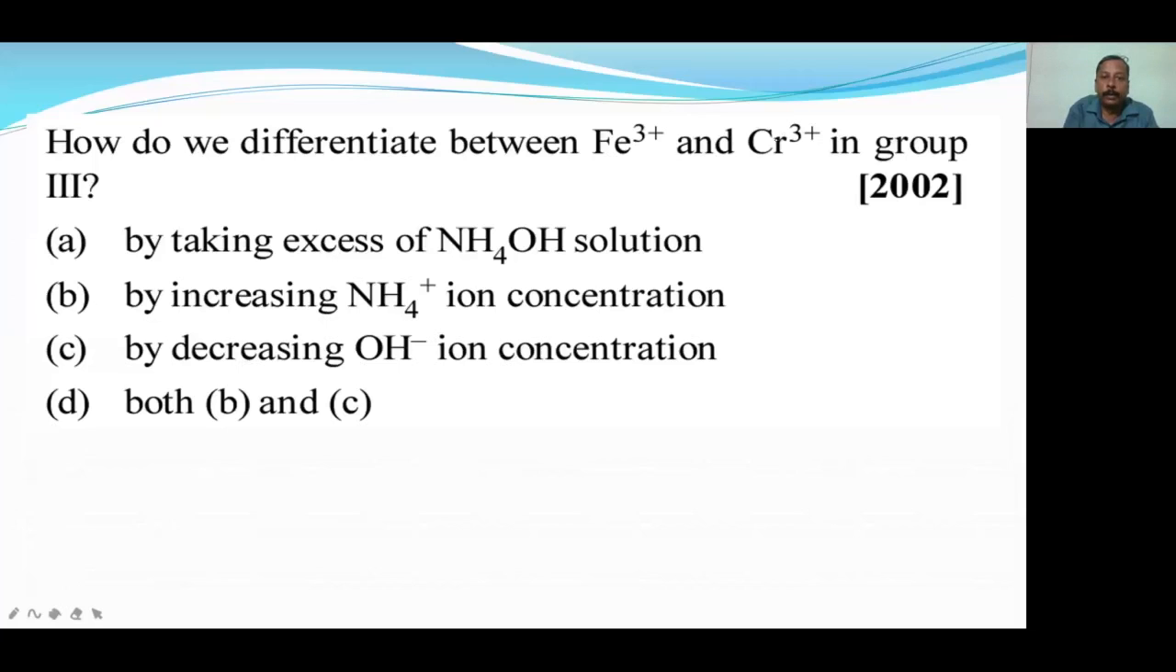How do we differentiate between Fe3+ and Cr3+ of group 3? Okay, which reagent would you suggest? By using NH4OH, or by increasing the NH4+ concentration, or by decreasing the OH- concentration, or both B and C. Both B and C. Okay.